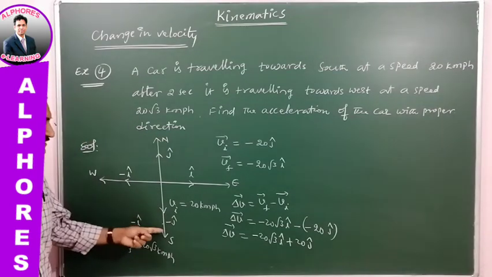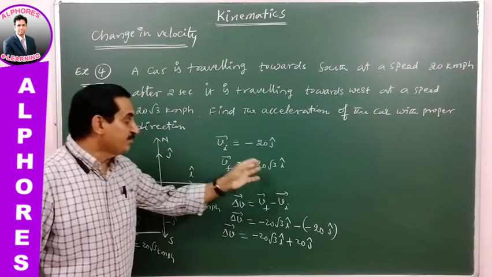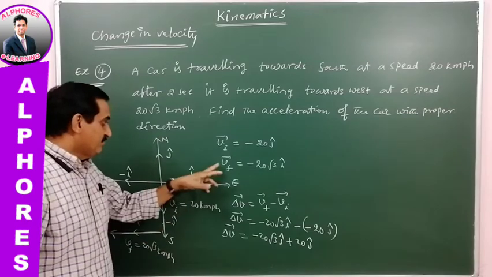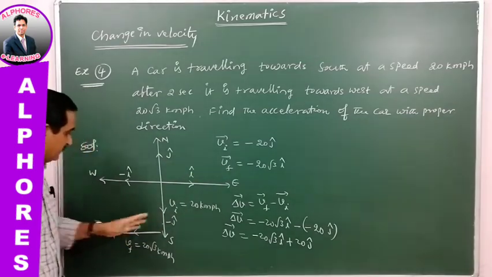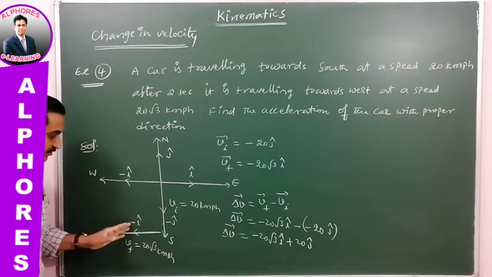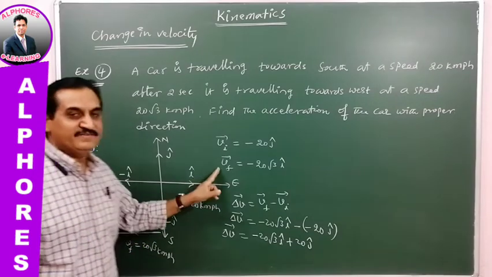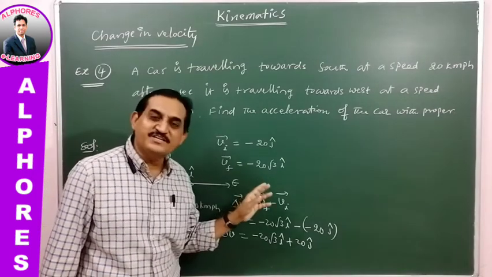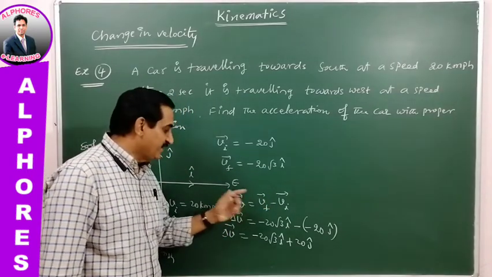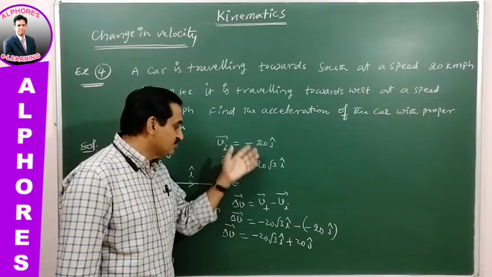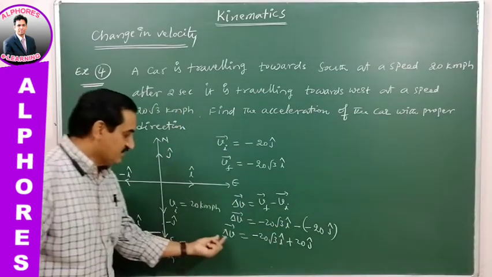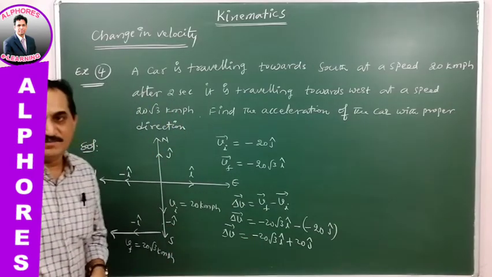The initial velocity in vector form is minus 20 j. The final velocity is towards west, along the negative x direction, therefore minus 20√3 i cap. According to the fundamental formula, we substitute these two values and simplify, and you get the change in velocity in vector form.